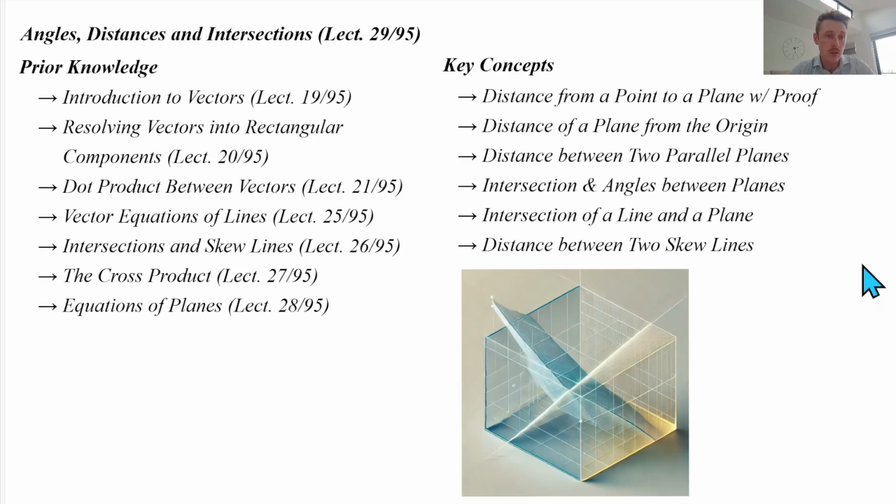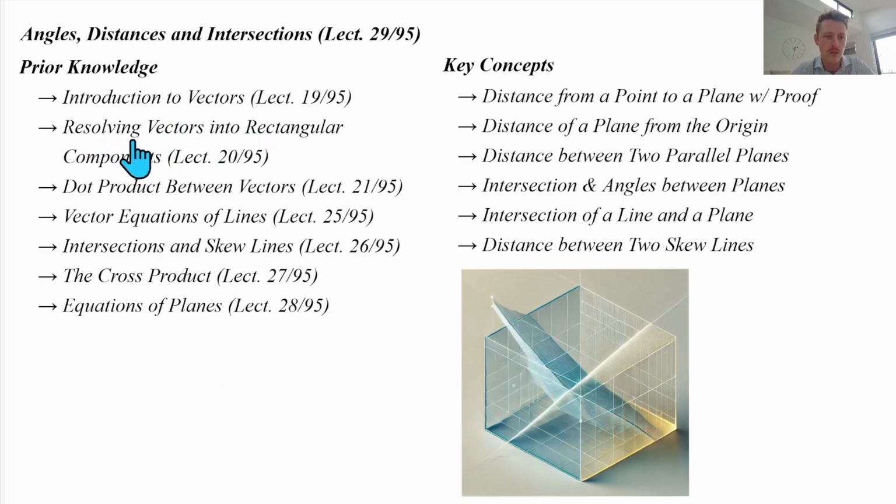All right, so we're going to look at another lecture in Specialist Maths, lecture 29: angles, distances and intersections between planes and lines and that sort of stuff. By this point it's getting very technical, but in some sense this is what we've been building up to, because we're going to be drawing on all the information we've learnt in these other lectures to solve some problems that are a bit more practical, just in terms of finding distances and intersections and things.